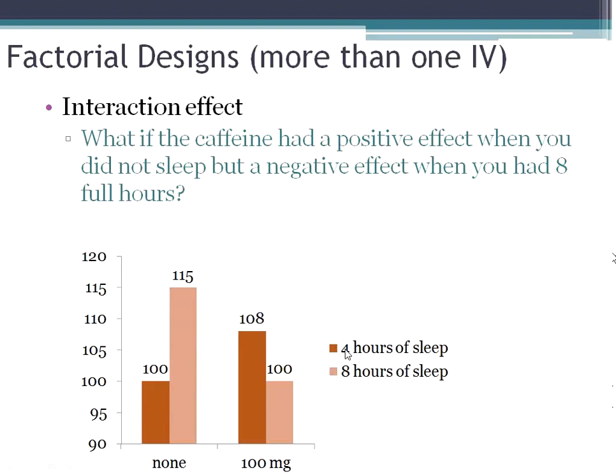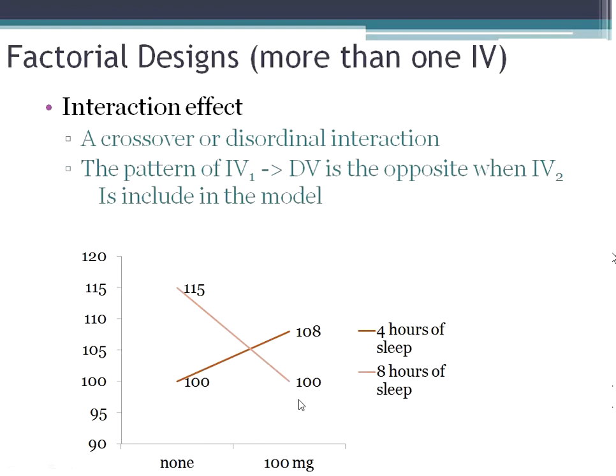So when they got 4 hours of sleep and no caffeine, they did poorly. When they got 4 hours of sleep and some caffeine, they did better. But when they got 8 hours of sleep and no caffeine, they did really well. But when they got the caffeine with that full night of sleep, they actually did worse. When we convert this to a line graph, this looks like an X. This is a crossover interaction or a disordinal interaction.